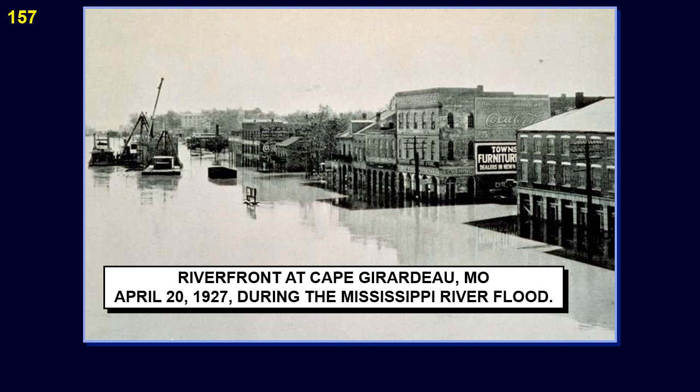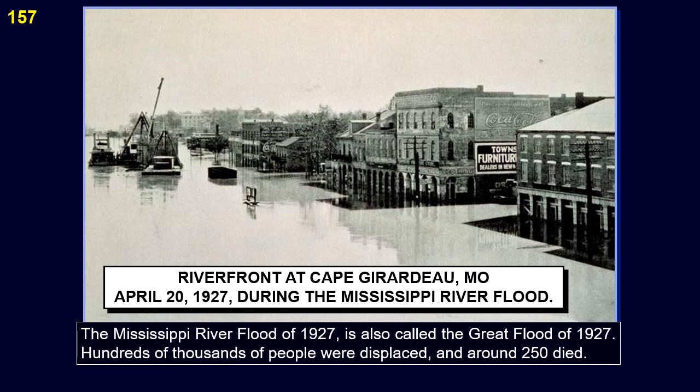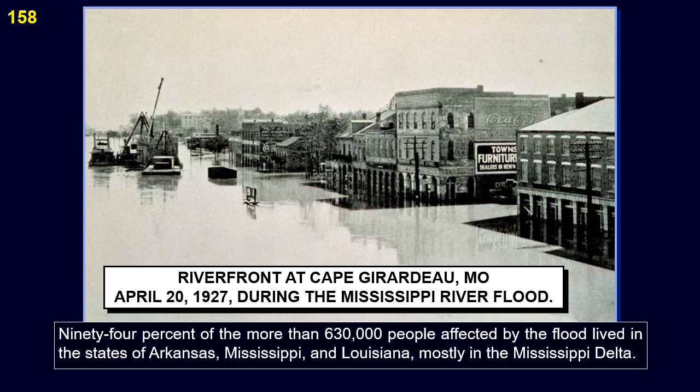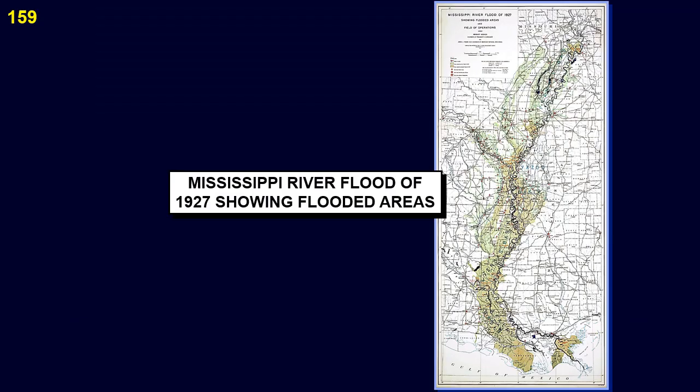The Mississippi River Flood of 1927 is also called the Great Flood of 1927. Hundreds of thousands of people were displaced, and around 250 died. 94% of the more than 630,000 people affected by the flood lived in the states of Arkansas, Mississippi, and Louisiana, mostly in the Mississippi Delta. This map shows the area flooded in the Mississippi River Flood of 1927.